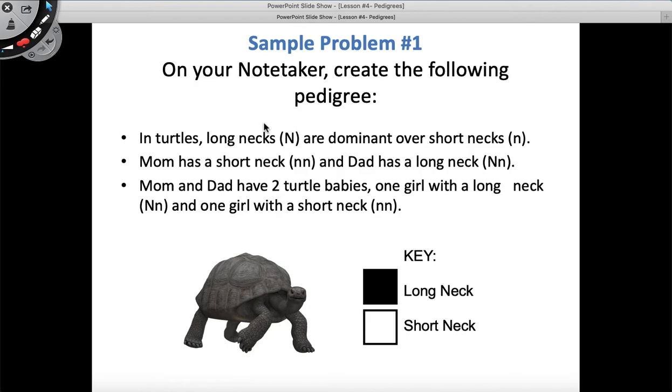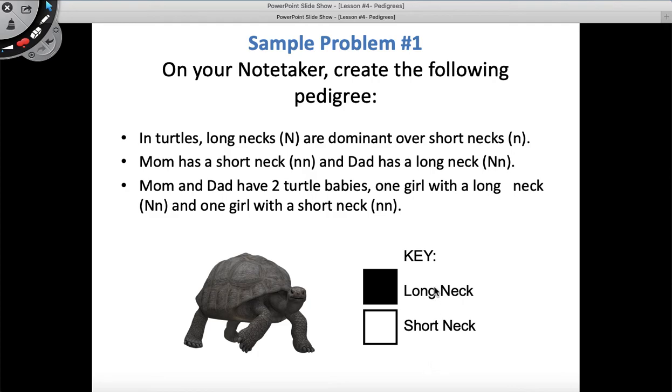So let's work some sample problems. On your note taker, create the following pedigree. In turtles, long necks, capital N, are dominant over short necks, lowercase n. Mom has a short neck, little n, and dad has a long neck, big N, little n. Mom and dad have 2 turtle babies, one girl with a long neck, which is heterozygous, big N, little n, and one girl with a short neck, little n, little n.